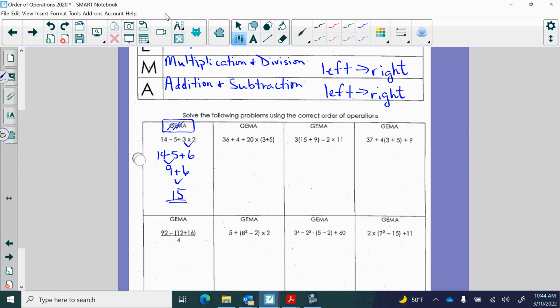So, our first one here, do we have a grouping symbol in the second one? Yes. So here's what Ms. McShann does. She actually just circles the part that she's doing and then rewrites everything else. So 36 divided by 4 plus 20 times, and then I put that together. 3 plus 5 is 8. Once she does it, she crosses it out so she knows that that part is done.